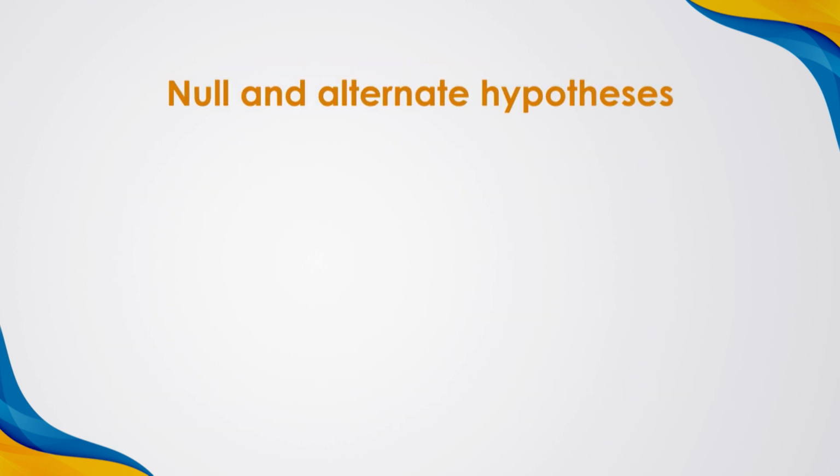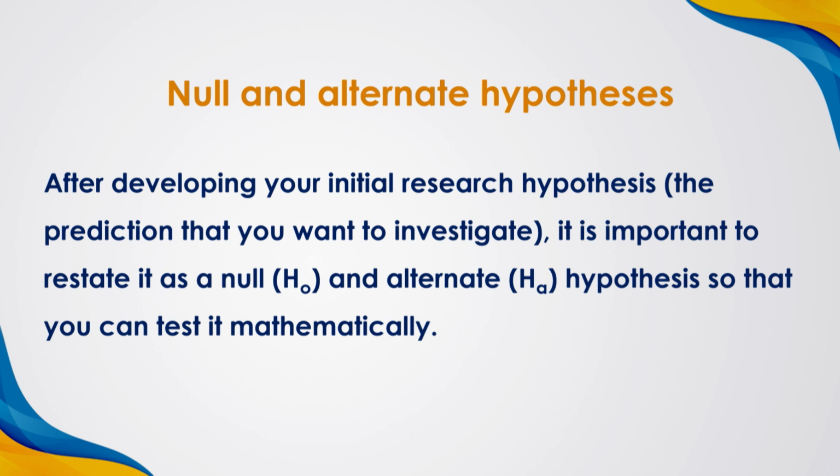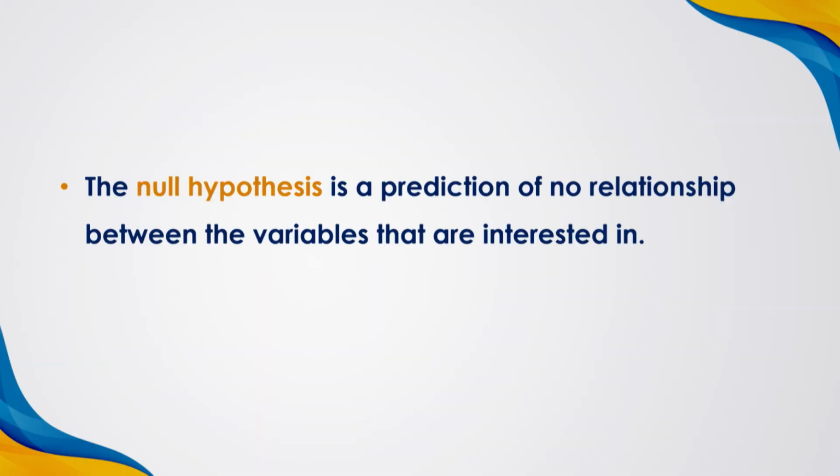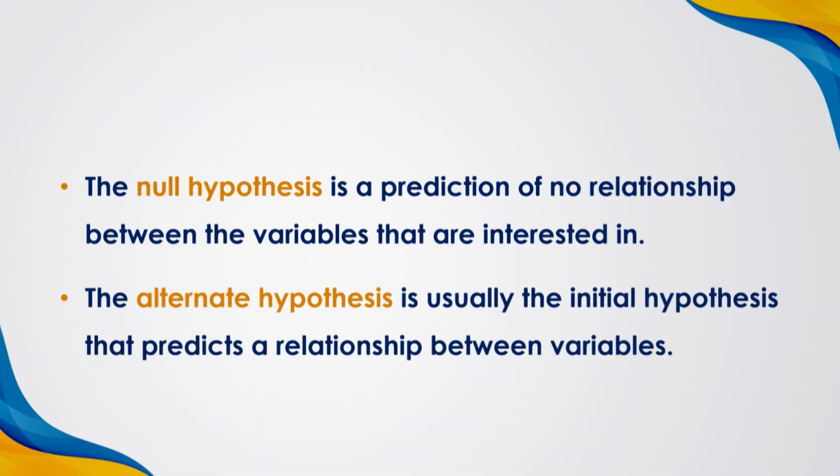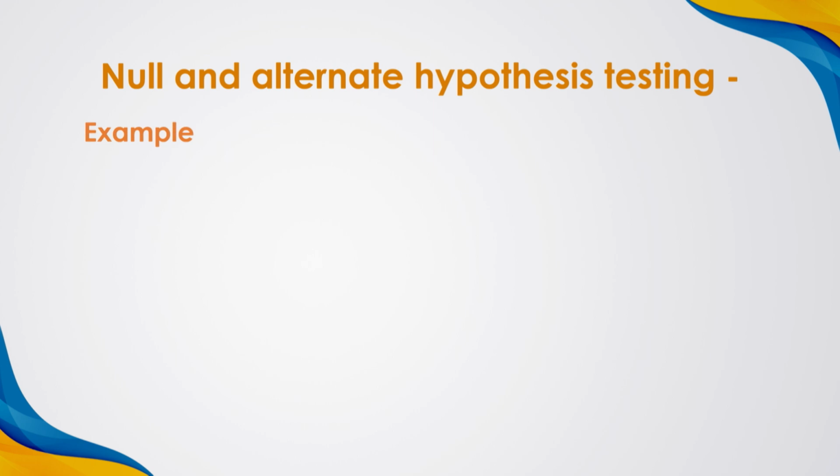Null and alternative hypotheses are the main hypotheses that make the decision making based on parametric hypothesis. After developing your initial research hypothesis, the predictions you want to investigate, it is important to restate it as a null hypothesis and alternative hypothesis so that you can test it mathematically. The null hypothesis is a prediction of no relationship between the variables. The alternative hypothesis is usually the initial hypothesis that predicts a relationship between variables.